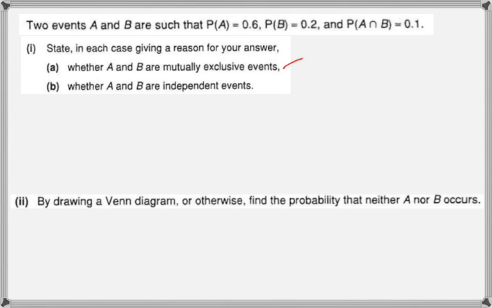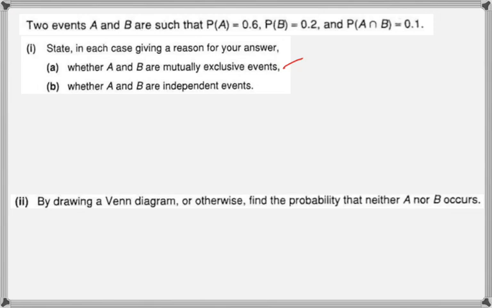Two events are such that probability of A is 60%, probability of B is 20%, probability of A and B happening at the same time, intersection, is 0.1, which means 10%. The examiner is asking in the first part, are these two events mutually exclusive? 1 mark for stating yes or no, 1 mark for giving the rationale, the reason. For mutually exclusive events, we know that the intersection should be 0. Since the intersection is not 0, therefore the two events are not mutually exclusive.